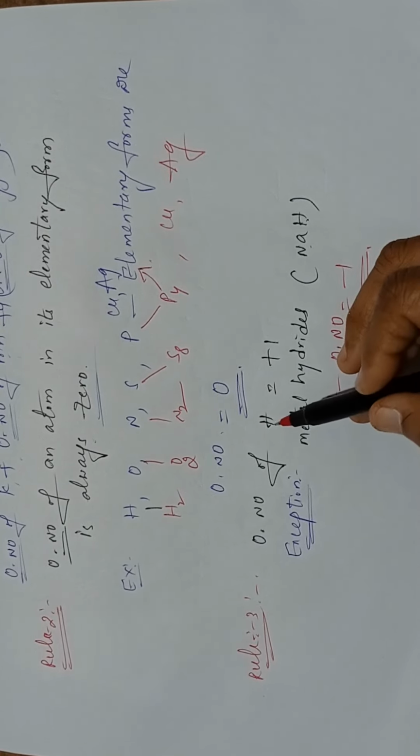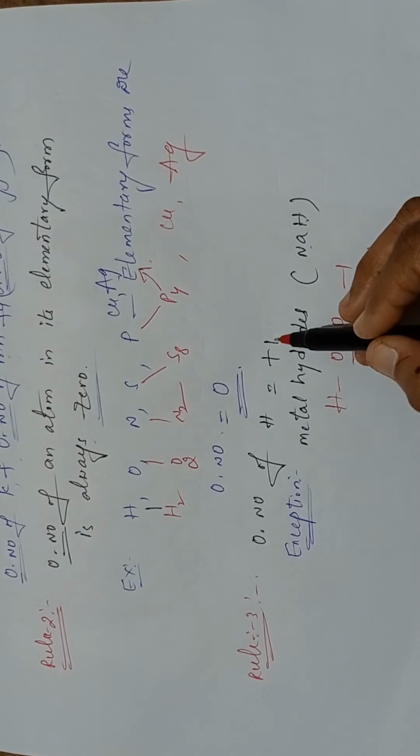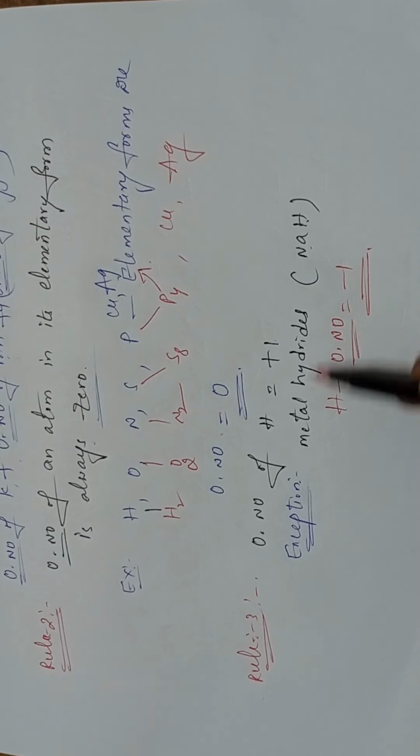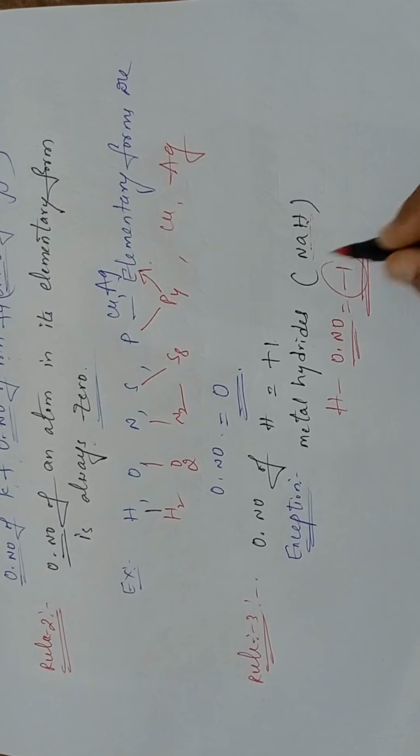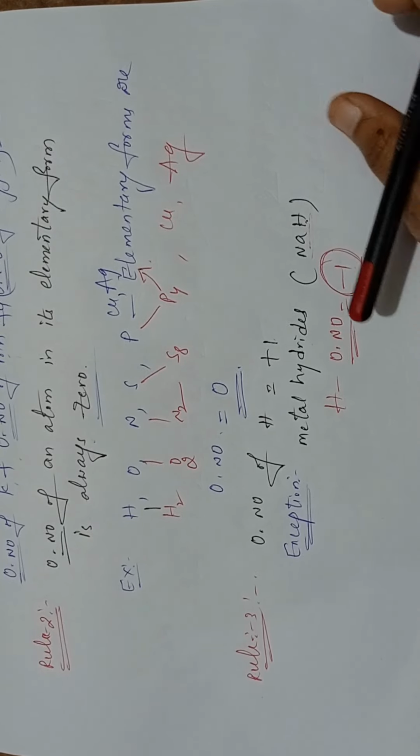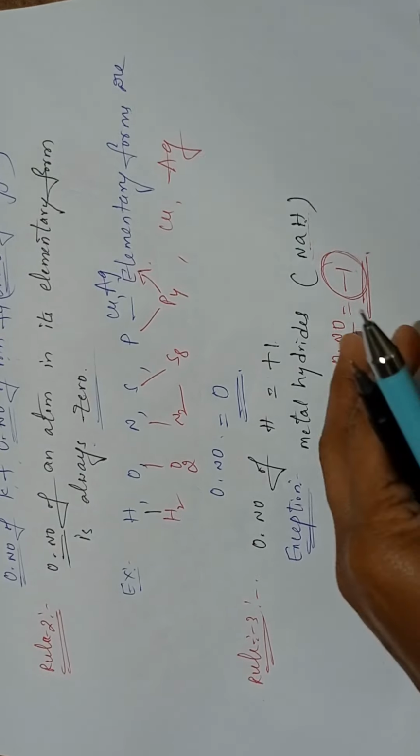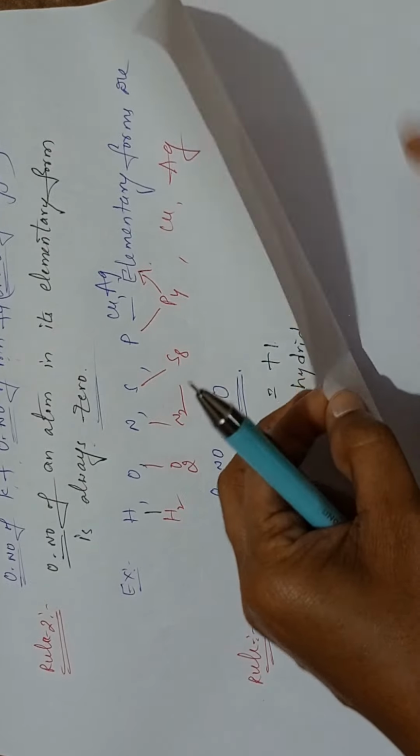Hydrogen oxidation number is mostly +1, students, but the exception is metal hydrides. In metal hydrides, hydrogen oxidation number is -1. Clear? This is rule 3, students. Rule 3 completed.